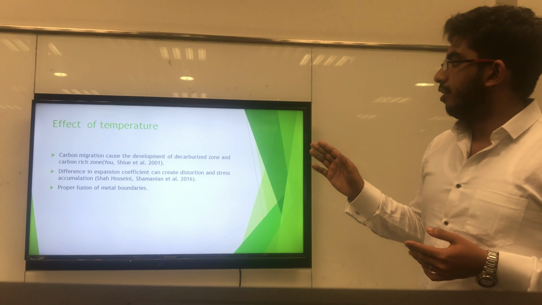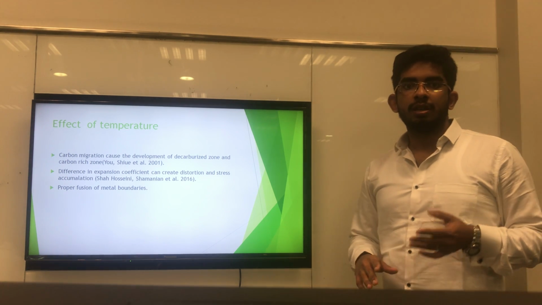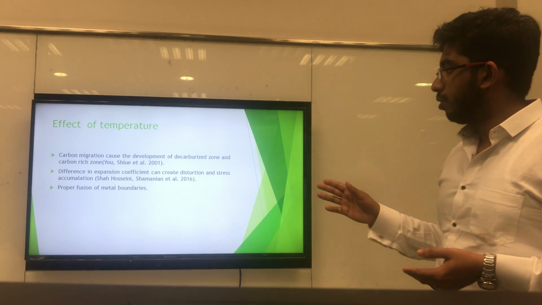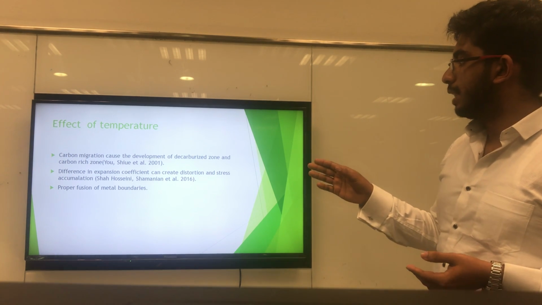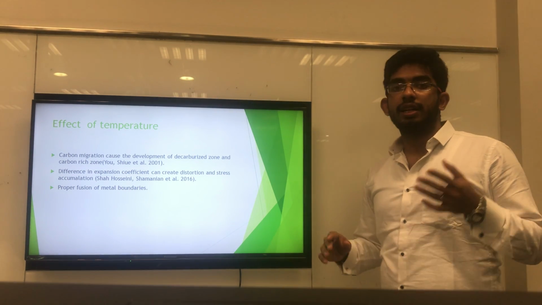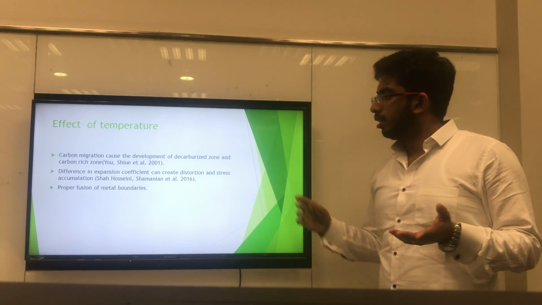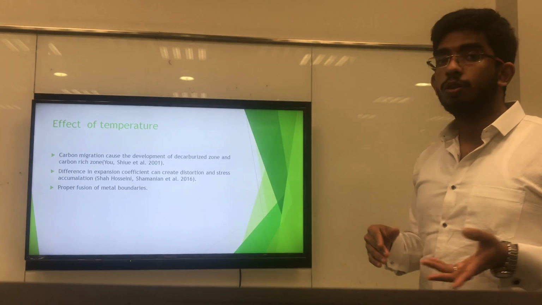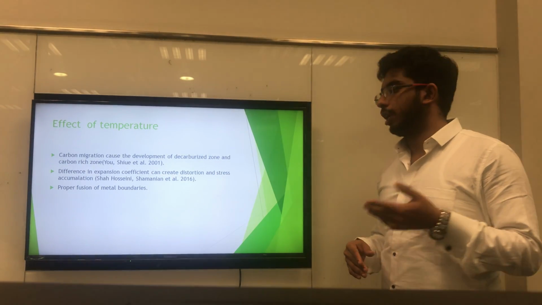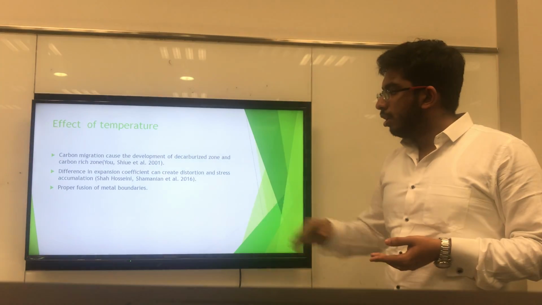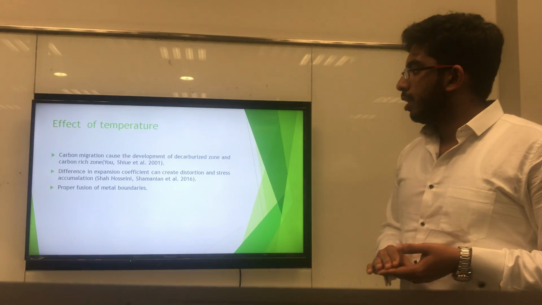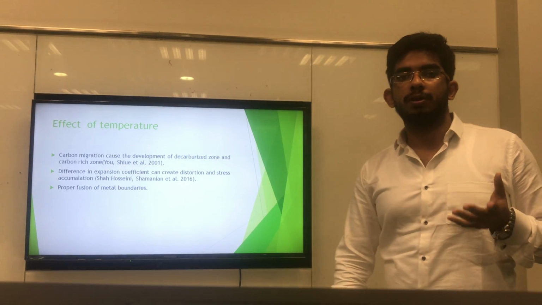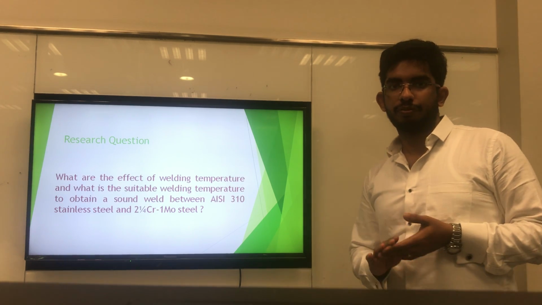The temperature can affect the carbon migration. The higher the temperature, the more the carbon migration. Also, due to the difference in expansion coefficients, it can create distortion due to the differential expansion. And when it is cooled, it causes stress accumulation as well as growth of microcracks. Then there is proper fusion. Without proper fusion, the weld cannot function to its own properties.